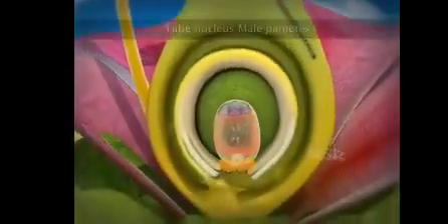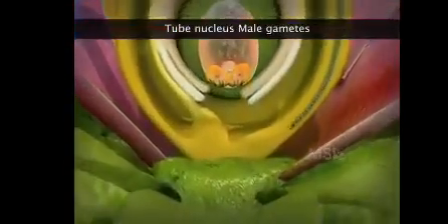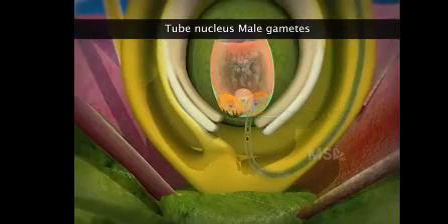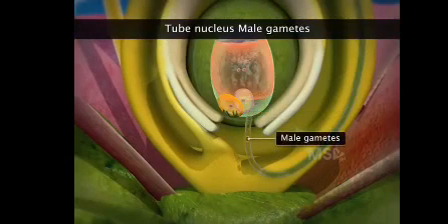Inside the pollen tube, the generative nucleus divides by mitosis to form two male gametes. On reaching the tip of the ovule, the tube nucleus degenerates and the male gametes enter the female gametophyte for the process of fertilization.